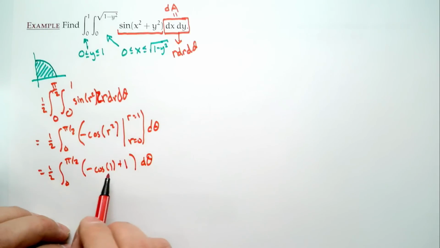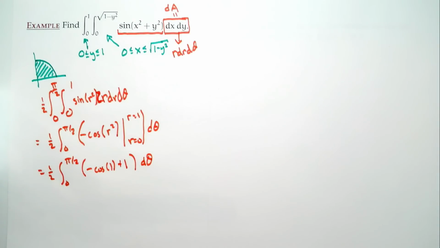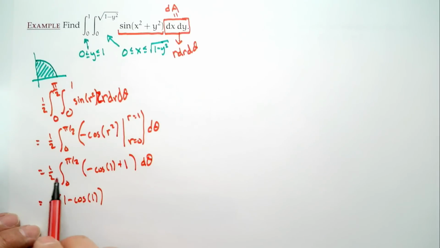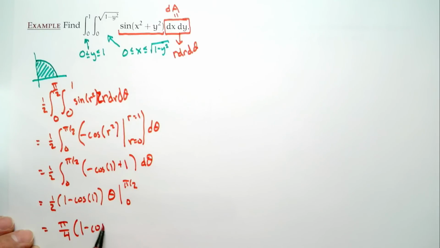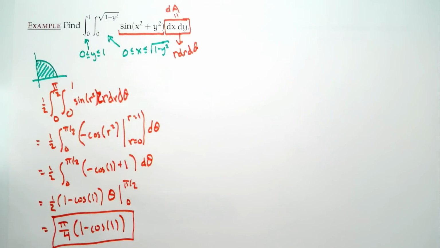And there's not much you can do to cosine 1. It is some number, but we don't really have a good value for it. And this is a constant. It's like, oh, we should have done the thing we did last time, which is break it apart. Yeah, we should have. But that's okay. We'll still get the right answer. The integral of d theta is theta, evaluated from 0 to pi halves, which gives us pi halves. We have another half in front, so you get pi fourths times 1 minus cosine of 1. And that's our answer.